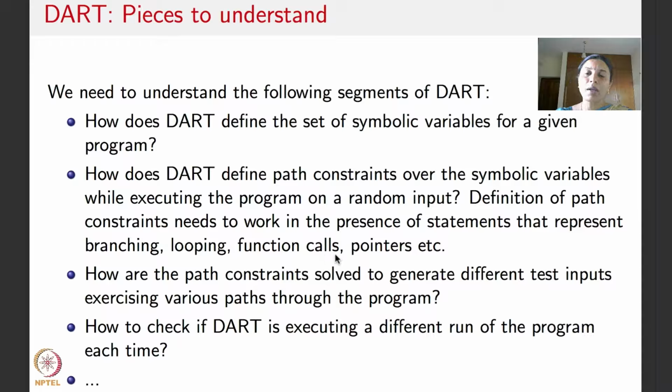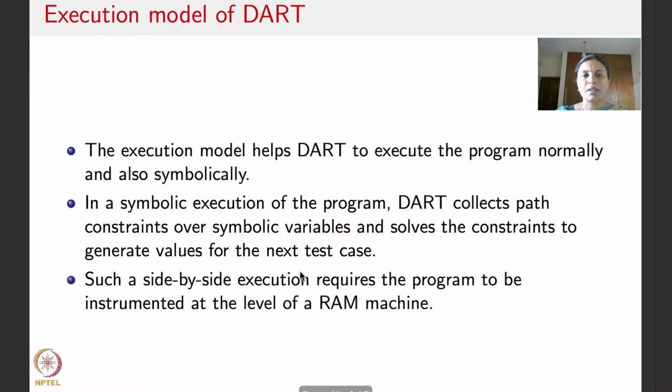And the next part is, how does it flip one of the conditions in the path constraint? Flipping means how does it negate one of the conditions in the path constraints? How does it give it to a constraint solver, get a solution, and then run the program again on that solution? And how do you know that Dart is actually executing a different run? So these are the kind of questions that we will understand in detail.